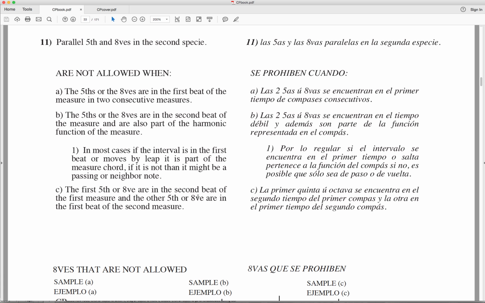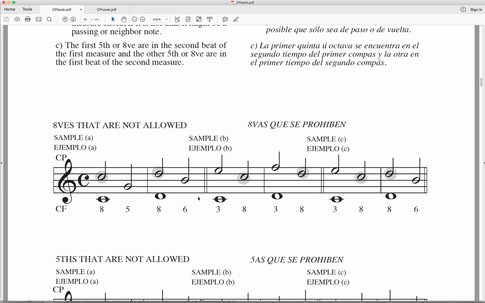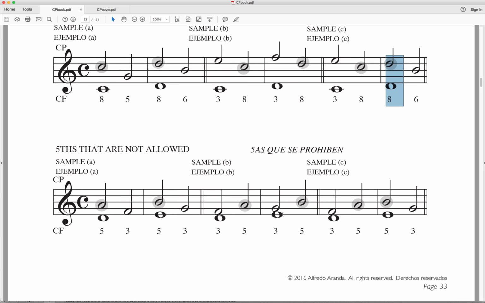And all right, the octaves and the fifths are prohibited. If you have an octave in the first or strong part of the measure, and then you have another octave on the strong part of the measure in the next measure, these are called parallel octaves, and you may not use them. And if you have them on the second part of the measure, they're also parallel octaves. And if you have one in the second part and the other one in the first part of the measure, they're also bad. Same thing happens with the fifths.